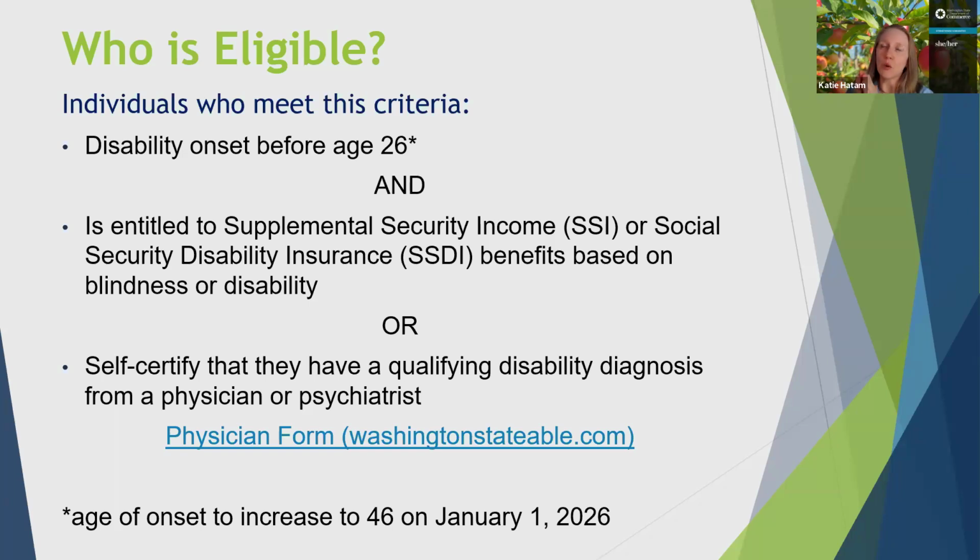The next criteria is that you are either eligible, as I had mentioned before, entitled to receive SSI or SSDI benefits based on blindness or disability, or you can self-certify that you have a qualifying disability diagnosis from a physician or a psychiatrist. If you have documentation to demonstrate that, that's great. We don't require that you upload any documents when you open an account, but it's really good to have something like that on hand. And if you don't, I've got a link here in the slides to our physician form. You can take that to your doctor, have them sign it, and then you just keep that for your files.